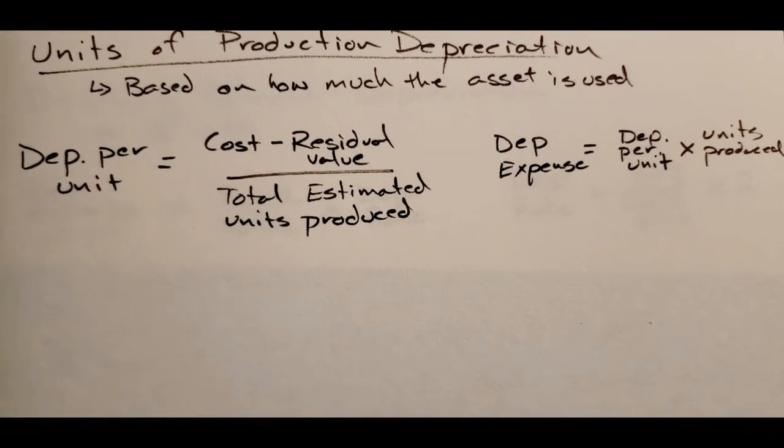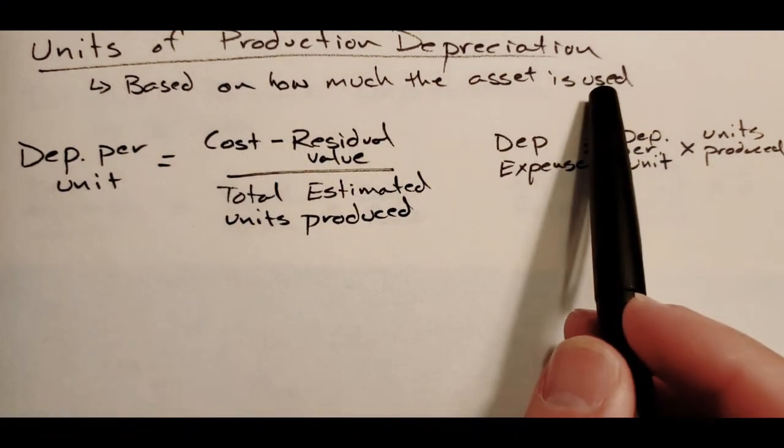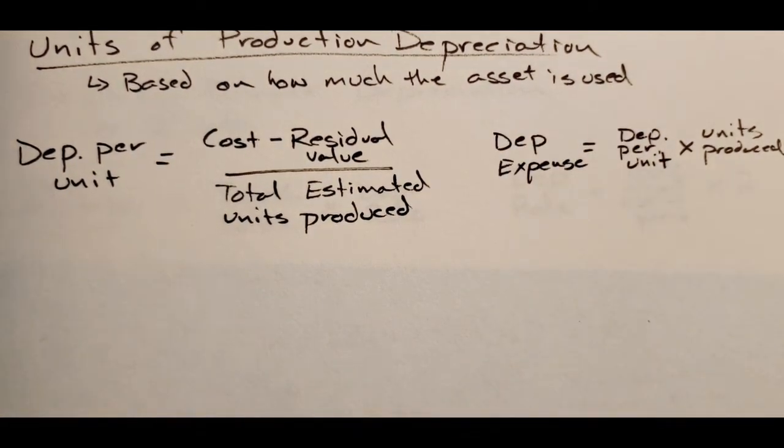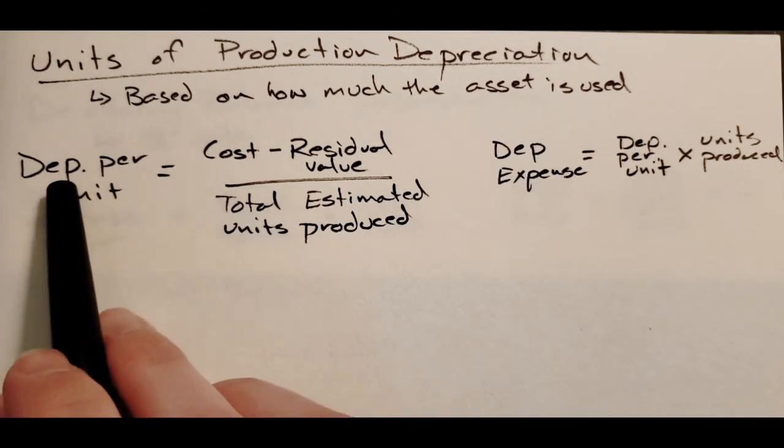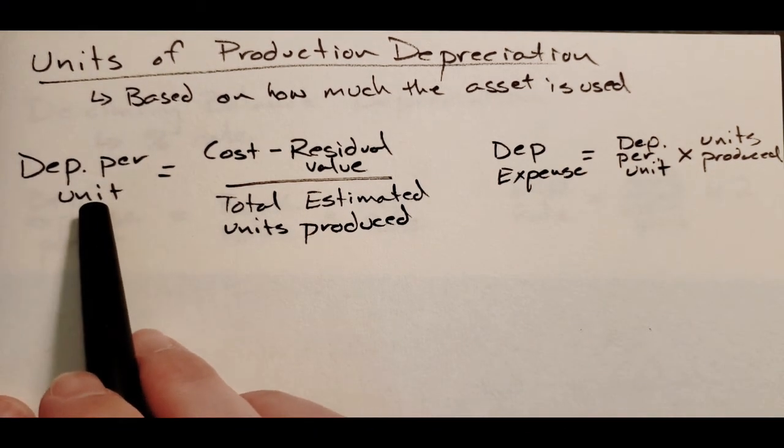Okay, this video is going to talk about the units of production method of depreciation. And unlike the straight line method, this is not based on the same amount every year, but it's more based on how much the asset is used. And there's two pieces to figuring this out.